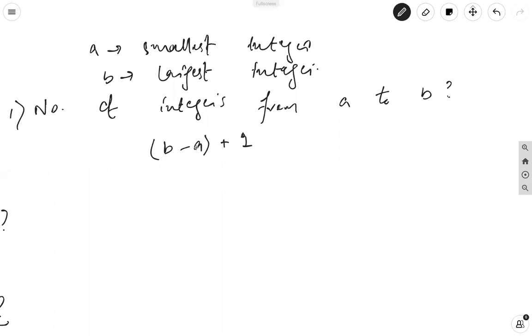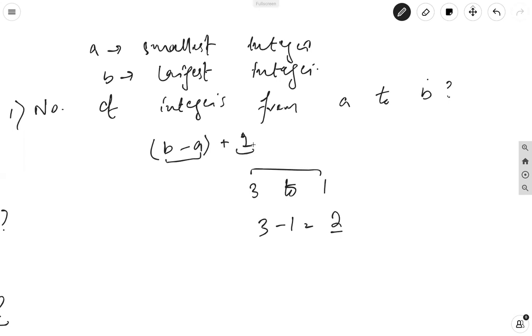Why are we adding 1? Because if we just take b minus a, we are ignoring one of these. Let's suppose, for example, if I ask you the number of integers from 1 to 3, if you just take 3 minus 1, the answer is 2. But in actual, there are 3 integers, right? That's why you add 1, right?